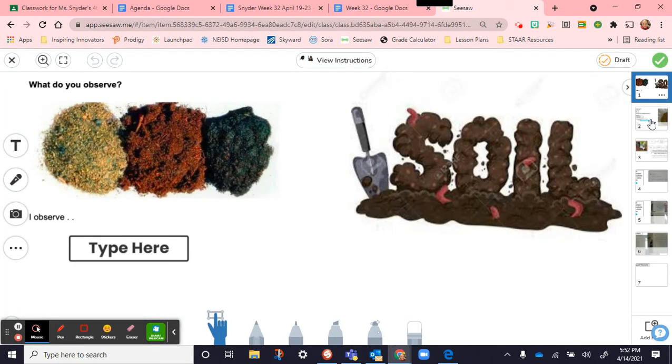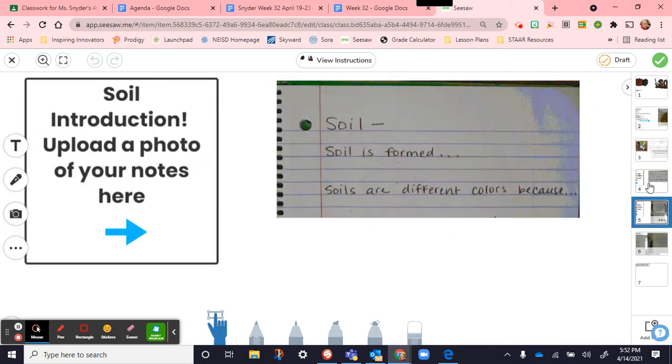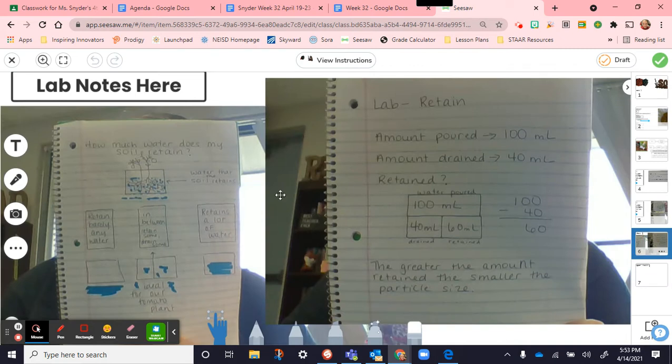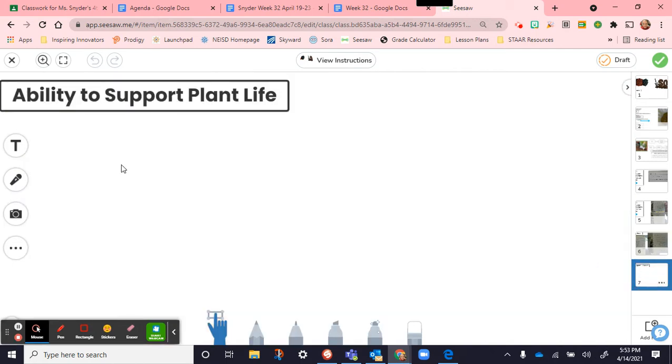All right, so we are on page 6. In page 6, go ahead and upload that information. So the part about why this is important to learn about, and then how we find that amount that is retained. Go ahead and upload those, make them nice and big so I can see that you are following along with that. And then tomorrow, we're going to talk about the ability to support plant life.